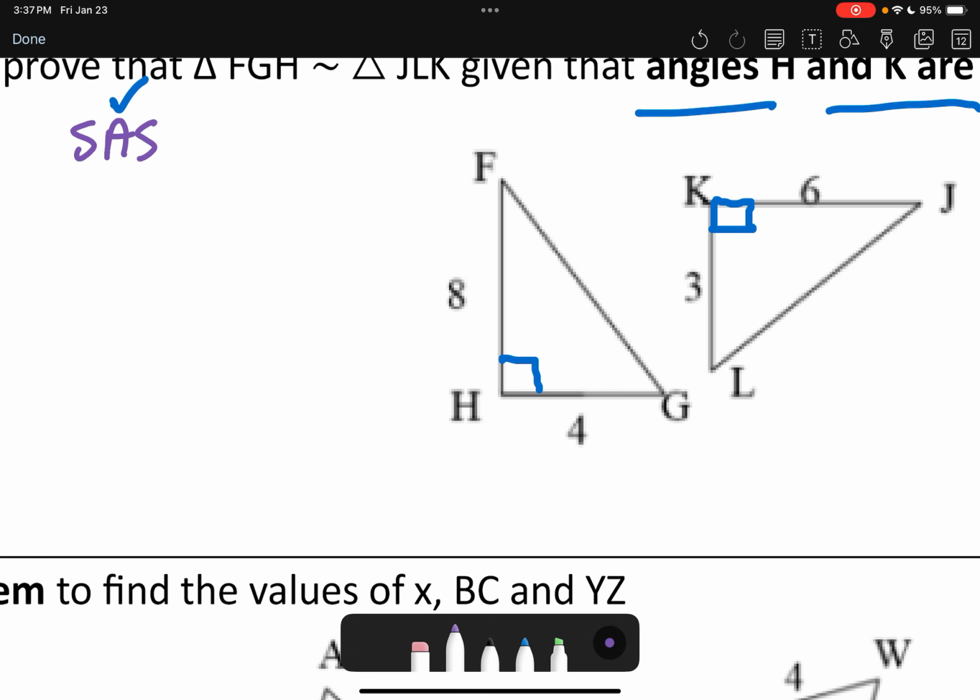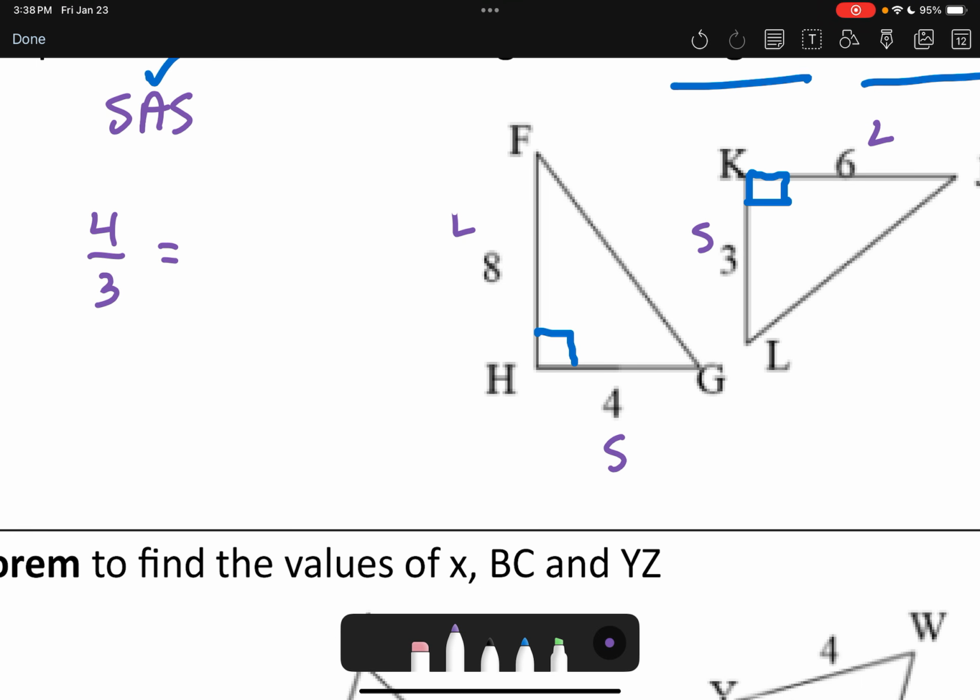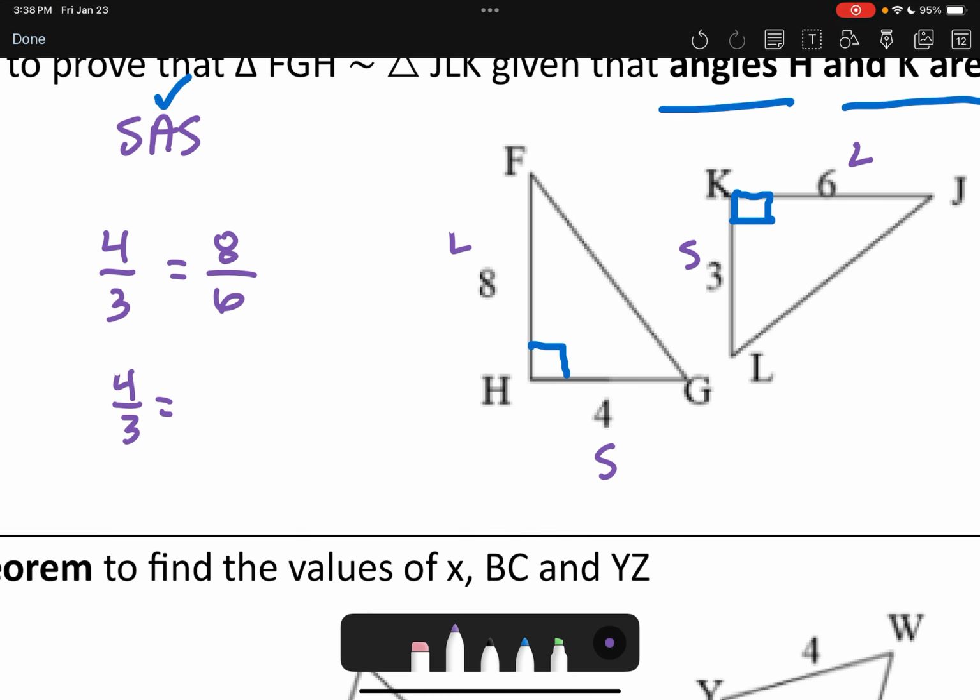So if we're going to check the sides here, we got small, small, large, large. So small with small would be 4 over 3. Large with large would be 8 over 6. Now, if we were to simplify 4/3, well, it's already in simplest form. If I were to simplify 8 over 6, I can divide the top and bottom both by 2 to get 4/3. Same ratio here indicates that these are proportional, telling us that we have similarity by SAS.